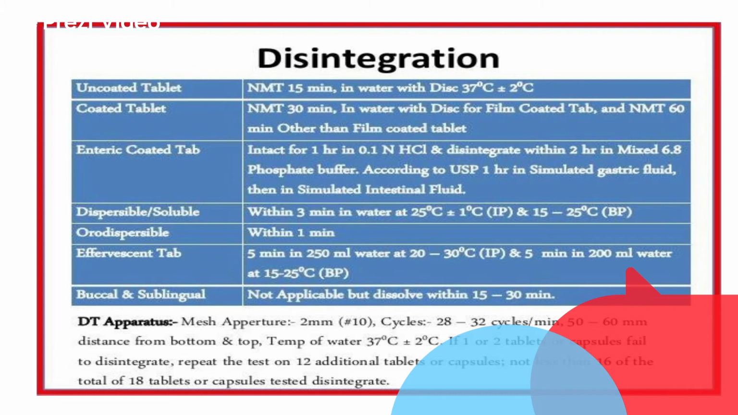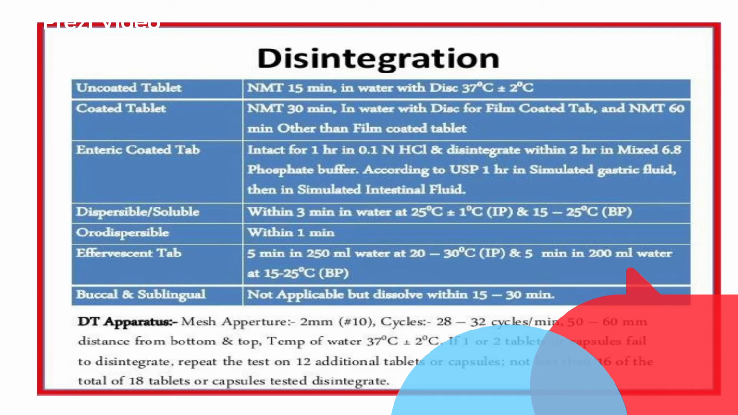Then for the coated tablet, the time specified is not more than 30 minutes with the disk for film coated tablets, and not more than 60 minutes for other than film coated. So if the tablet has a very thin film coating, it should be able to disintegrate within 30 minutes, or if it has other than film coating, the time permitted is 60 minutes.